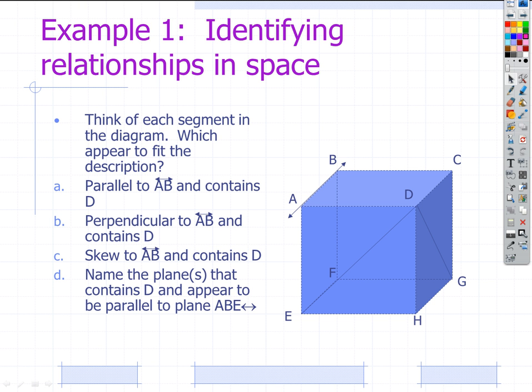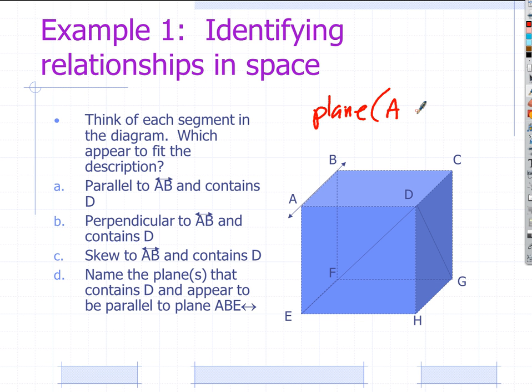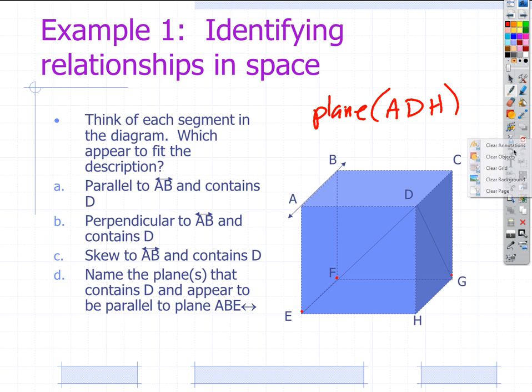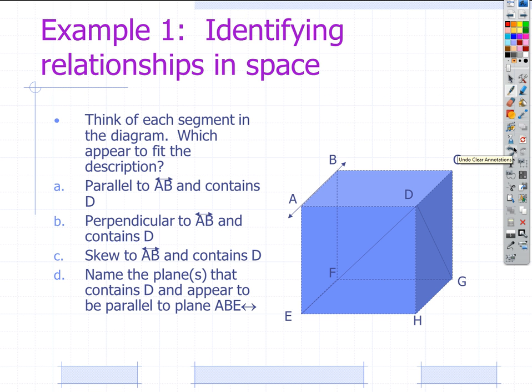On Moodle, I'd write it like this. You're going to have to do this. Plane A, D, H, for example, right? That would be the front of this thing. Everybody see that? Okay, what's the bottom plane of the cube? Okay, E, F, G, that would work. Points E, F, and G would define the bottom plane. Everybody see that?